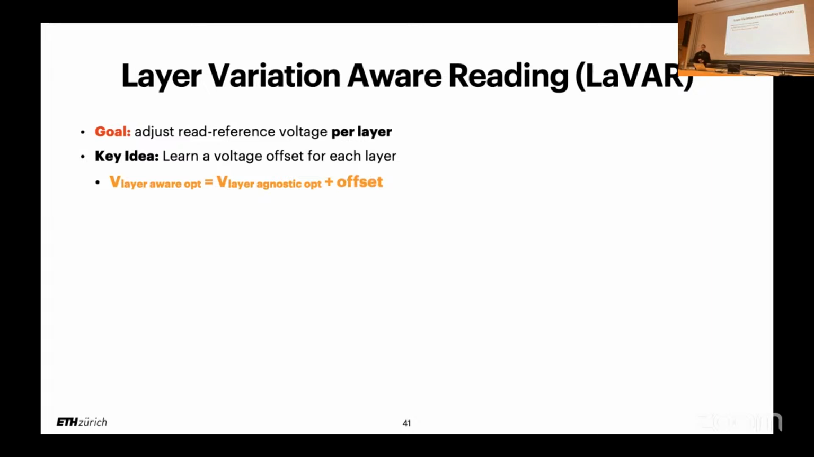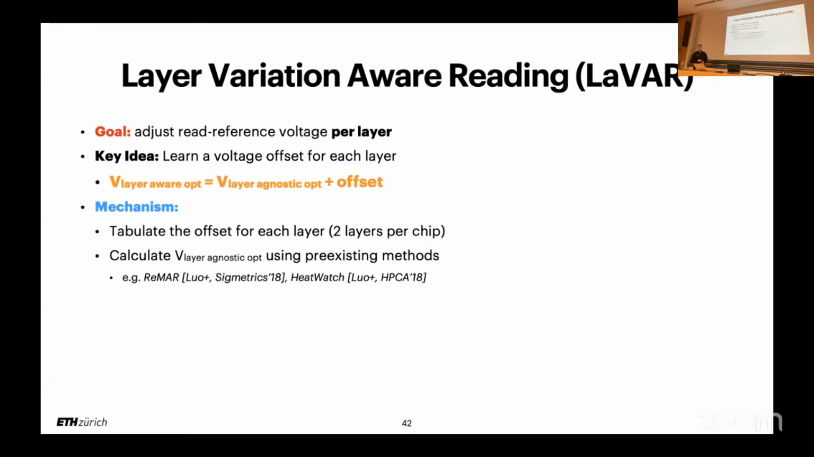So the first mitigation technique is LaVar, or layer variation aware reading, where we apply an offset. As we mentioned in the first model, we try to find the variation aware read reference voltage. And then we tabulate this offset, which we find by shifting the read reference voltage, and then we try to find one that induces the least amount of errors. And then we calculate the variation agnostic VOPT, which is the optimal voltage accounting for differences between flash blocks. And this is done with methods found in previous papers.